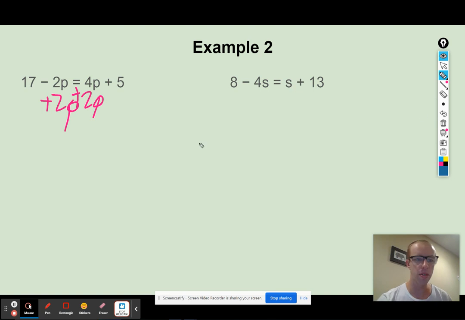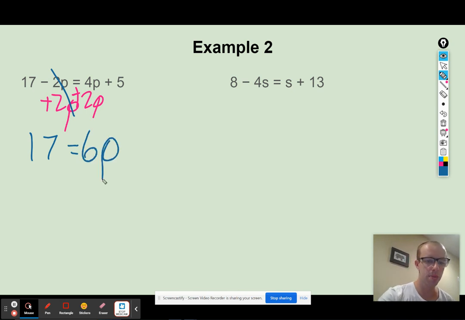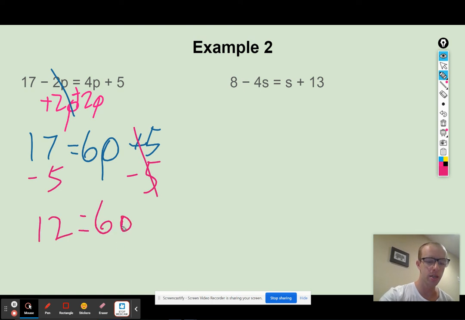I didn't use this positive 17 here, so it just drops straight down. These cancel. So I get 17 equals 4p plus 2p, which is 6p. And I didn't use the plus 5, so it also drops straight down. Now I have a two-step equation. I'm going to work on the side with the variable. To get rid of a plus 5, I minus 5 on both sides. These cancel. 17 minus 5 is 12 equals 6p.